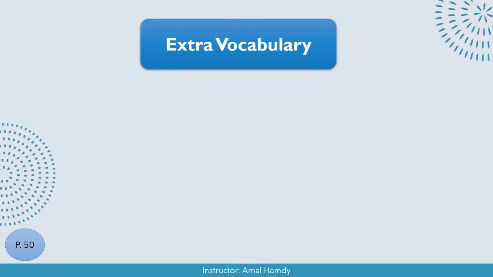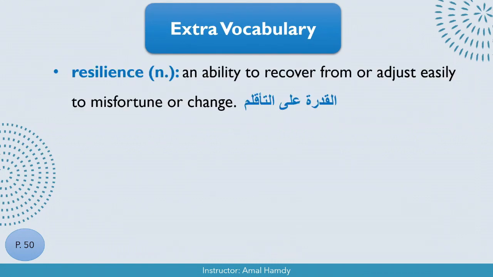The track that you are going to listen to centers on 3 important words. First, we have resilience. Resilience is an ability to recover from or adjust easily to misfortune or change. اللي هي قدرة على التأقلم. Resilience also means flexibility. اللي هي مرونة. But this is usually related to objects. However, we are talking here about people. Okay, so if you are resilient, then you are able to recover quickly from misfortune.